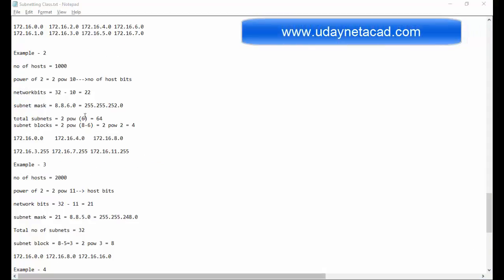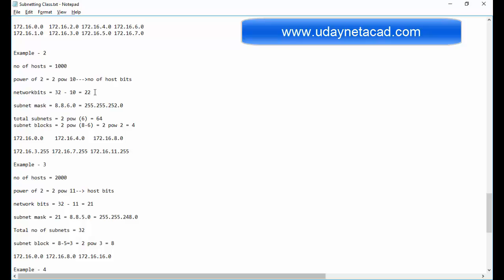Continuing with class B subnetting, we'll take another example here. The required number of hosts now is 1000. Applying the same power of 2 technique, the nearest value to 1000 is 1024. So 2 power 10 is 1024, which is the nearest value to 1000. So 10 is the number of host bits. Now that we have found the number of host bits, the number of network bits is 32 minus 10, so it is 22.